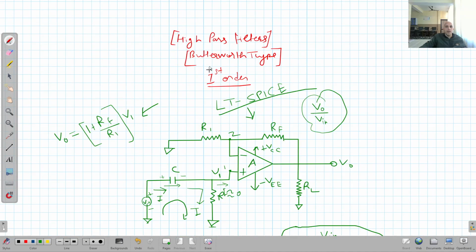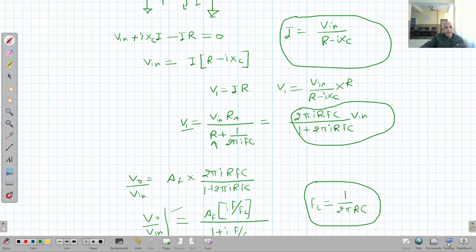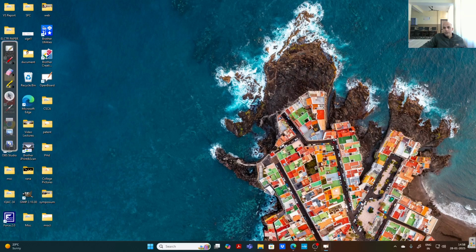So this is all about the high pass filter of first order, right? So in the next lecture we will discuss the second order. Clear? So thank you very much.